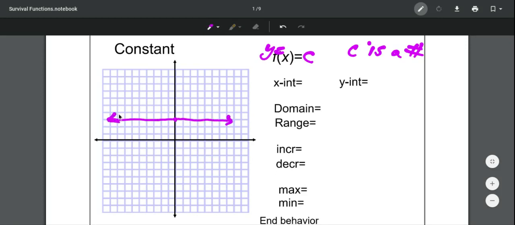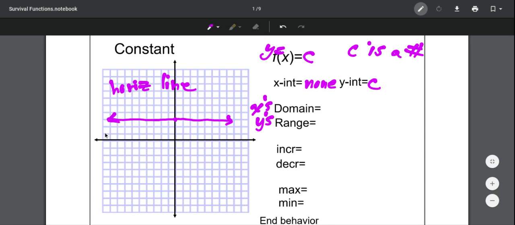And so we get a horizontal line. So a constant function will always give us a horizontal line. Now, the x-intercept of this graph, well, does it cross the x-axis? No, it doesn't. So there is no x-intercept. And the y-intercept will be whatever c is. Now, remember, the domain is our x's of the graph, and the range is the y's of our graph. And we go from left to right or down to up.